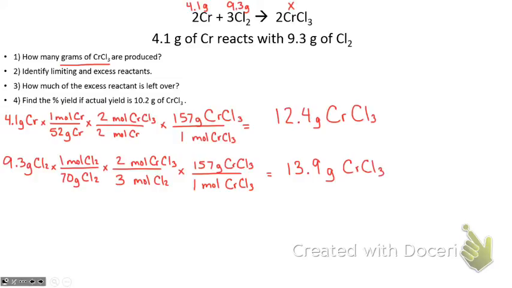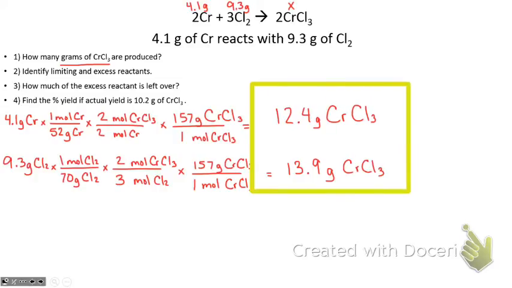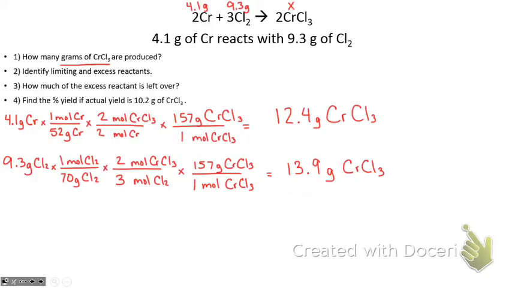Perfect. Now I've got two values here that I can compare, and they're both in grams. I'm always going to have to pick the smaller value. Reason being is because I'm running out of that reactant at that time. So my answer to number 1 will be the smaller value of the two. What is it, 12.4? 12.4 grams of my product.